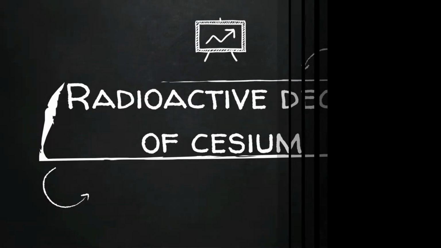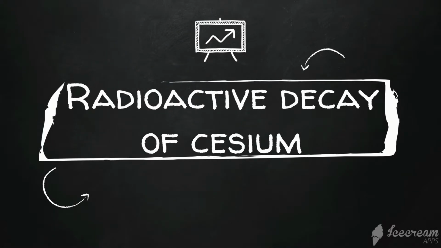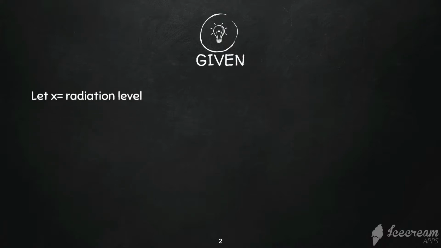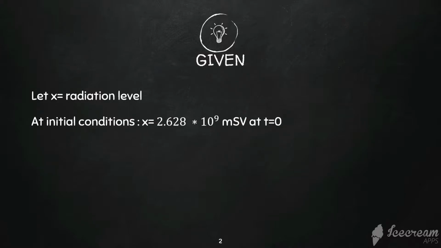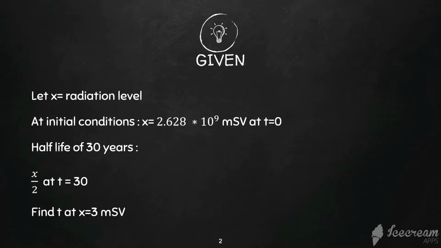We will now find out how to solve the time it takes for cesium-137 to reach radiation levels of 3 millisieverts. As with any other math problem, we must first find out what the givens are. We let x be the radiation level. At initial conditions, x is 2.628 times 10 raised to 9 at t equals 0. Knowing the half-life of cesium-137, it is implied that after 30 years, the radiation level is half. Knowing all of this, we can now solve for t at x equals 3.